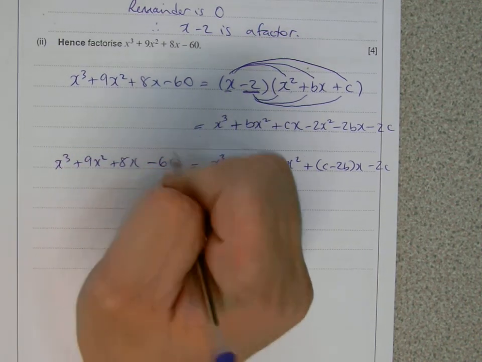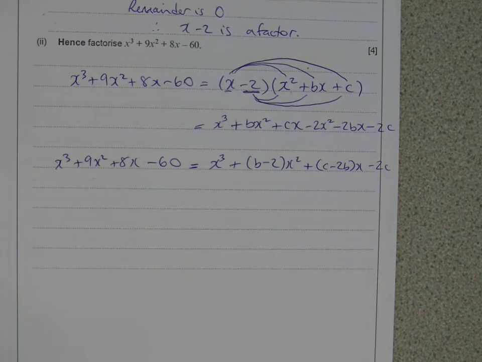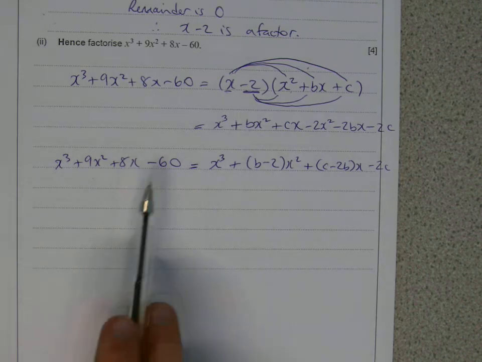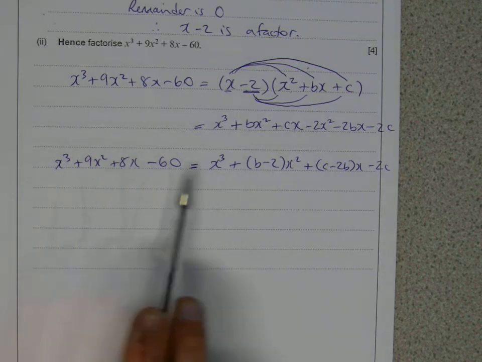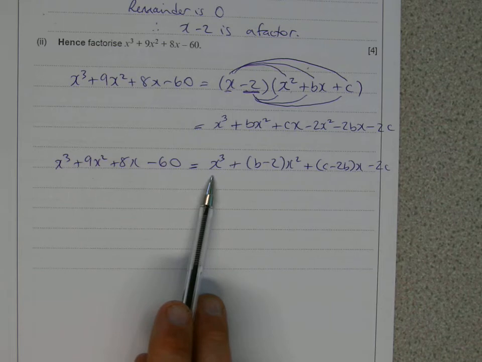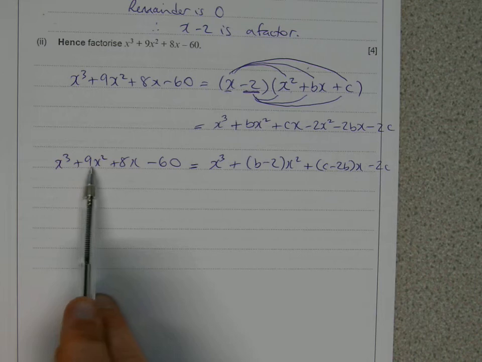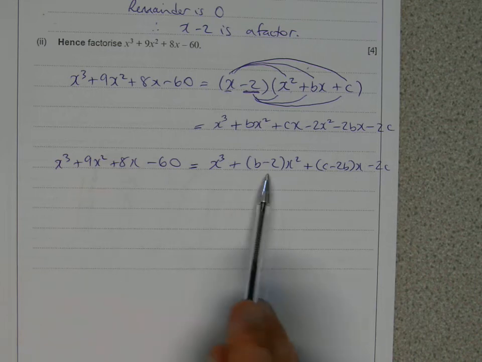And now we're practically almost there. We've done all the hard work. What you need to realize is these sides are equal. They're identical, okay? So that x cubed is the same as that x cubed, which is great. In front of the x squared then, I got a 9, haven't I? In front of the x squared here, I've got this, b minus 2, but they're meant to be equal. They've got to be equal.